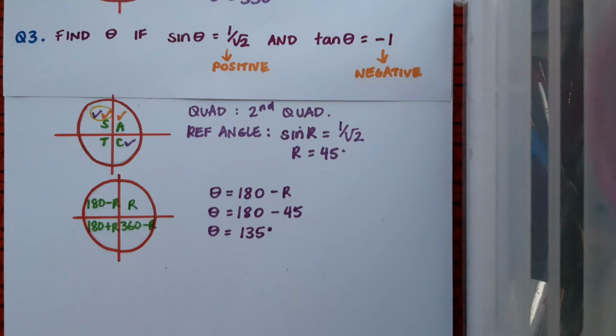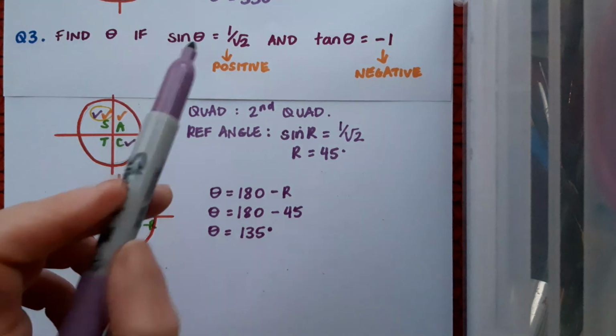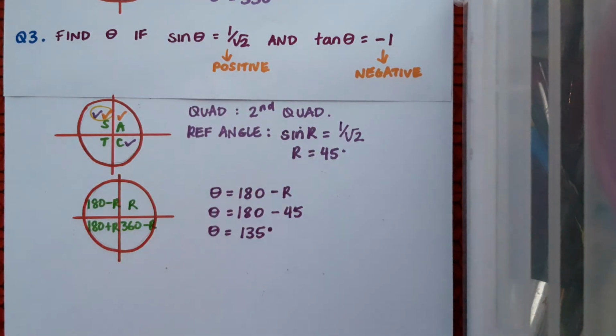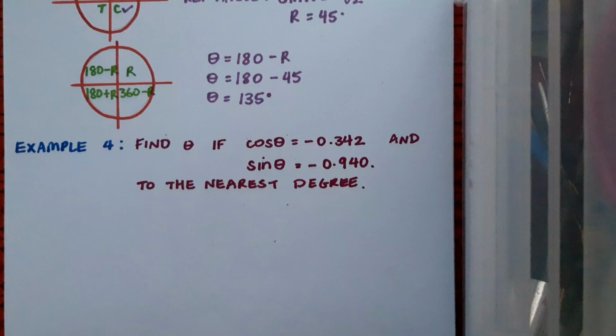And again, I was able to narrow it down to just one answer this time, again, because I was told two different trig ratios. So all the examples and questions that we've done so far have relied on us using the log tables to help us work the answers out. I'm going to do one final example in this video where we don't use our log tables, where we're able to use our calculator for finding our angles. So in this example, I want to find theta if cos of theta is minus 0.342 and sine of theta is minus 0.940, and I want to find theta to the nearest degree.